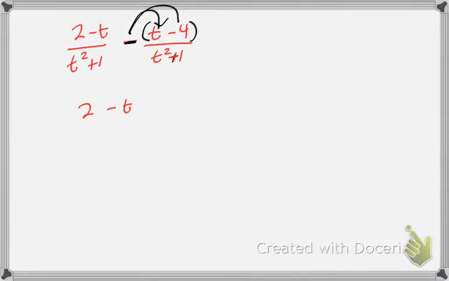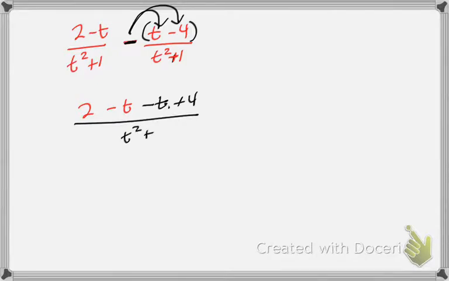Did I do that right? No, you forgot the t. It's minus 4, plus t. Oh, I didn't distribute it right. Okay, so I get a minus t, and then I get a plus 4, all over t squared plus 1.